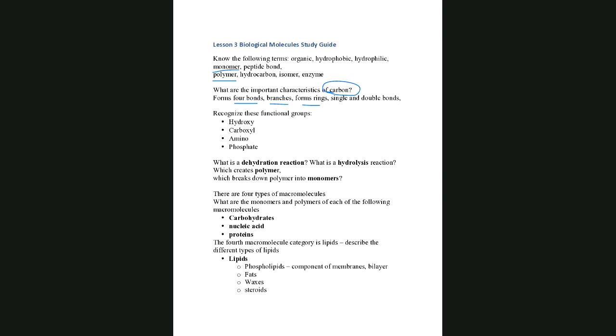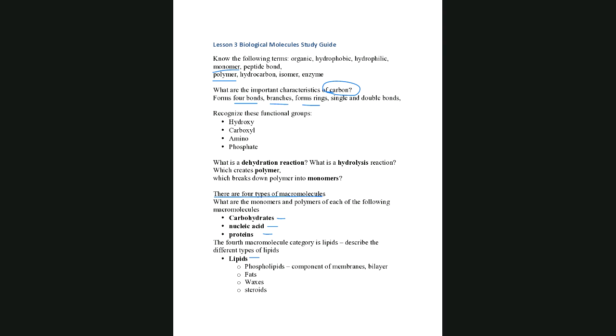Now, I'm going to skip over here for just a second and say we have four macromolecules or biological molecules of the cell. Macro meaning large. What are they? Okay, they're carbohydrates, nucleic acids, proteins, and lipids. These are the four macromolecules. What do you need to know about these? Well, they are large molecules or polymers, but they're made up of individual building blocks or monomers.